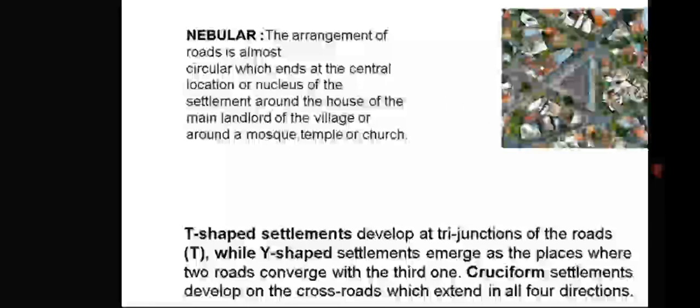Triangle pattern. The triangle pattern of rural settlement gently developed along the river side. T-shaped, Y-shaped, cross-shaped or cruciform settlement. T-shaped settlement developed at the tri-junction of roads, that is T, while Y-shaped settlement emerges at a place where two roads converge into a third one. Cruciform settlement developed at the crossroad which extends in all four directions.